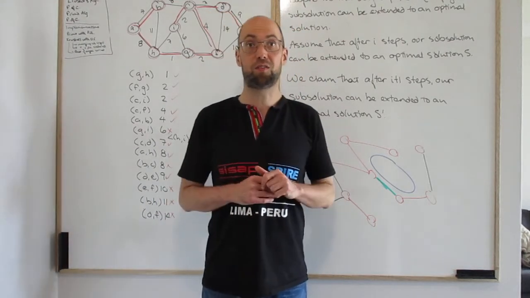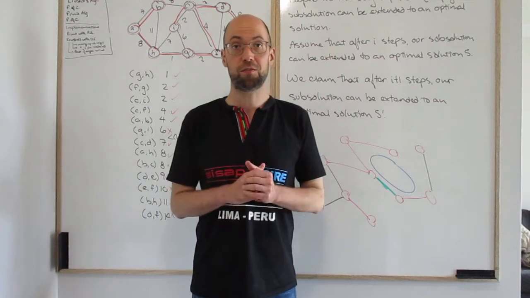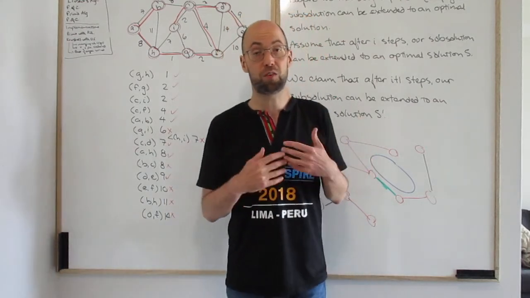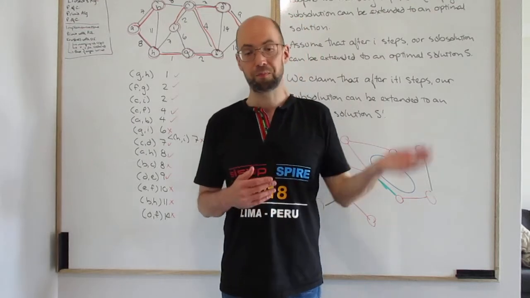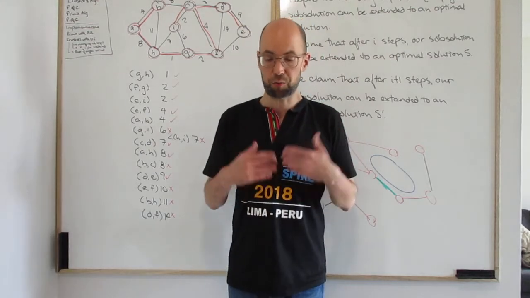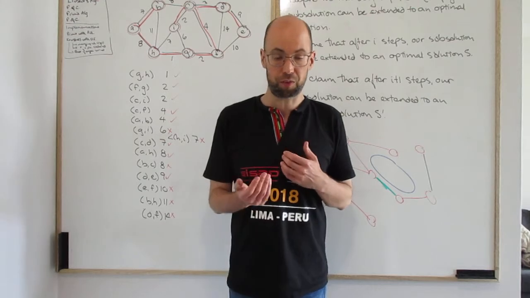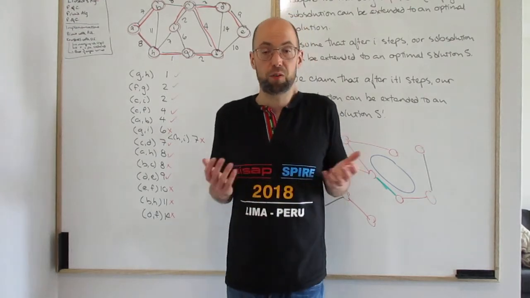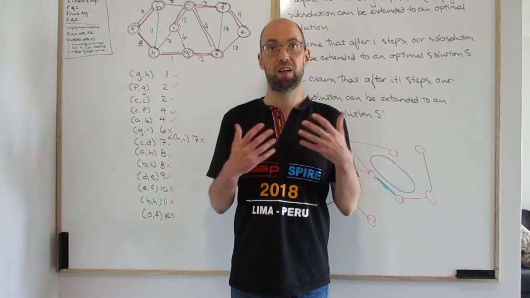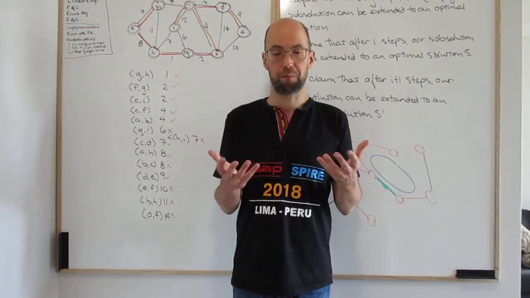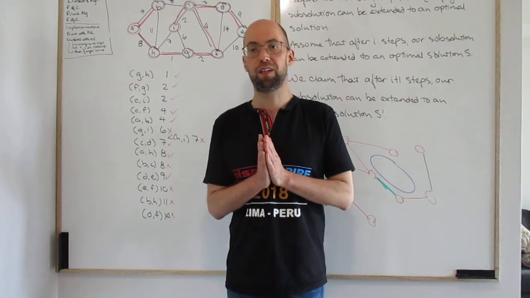Does this always give us a minimum spanning tree? And the answer is yes, because by induction on i, when we start, we haven't made any mistakes. And if after i steps we haven't made any mistakes, on the i plus first step we don't make a mistake, therefore we don't make a mistake ever. Okay, we end up with a minimum spanning tree. Okay?